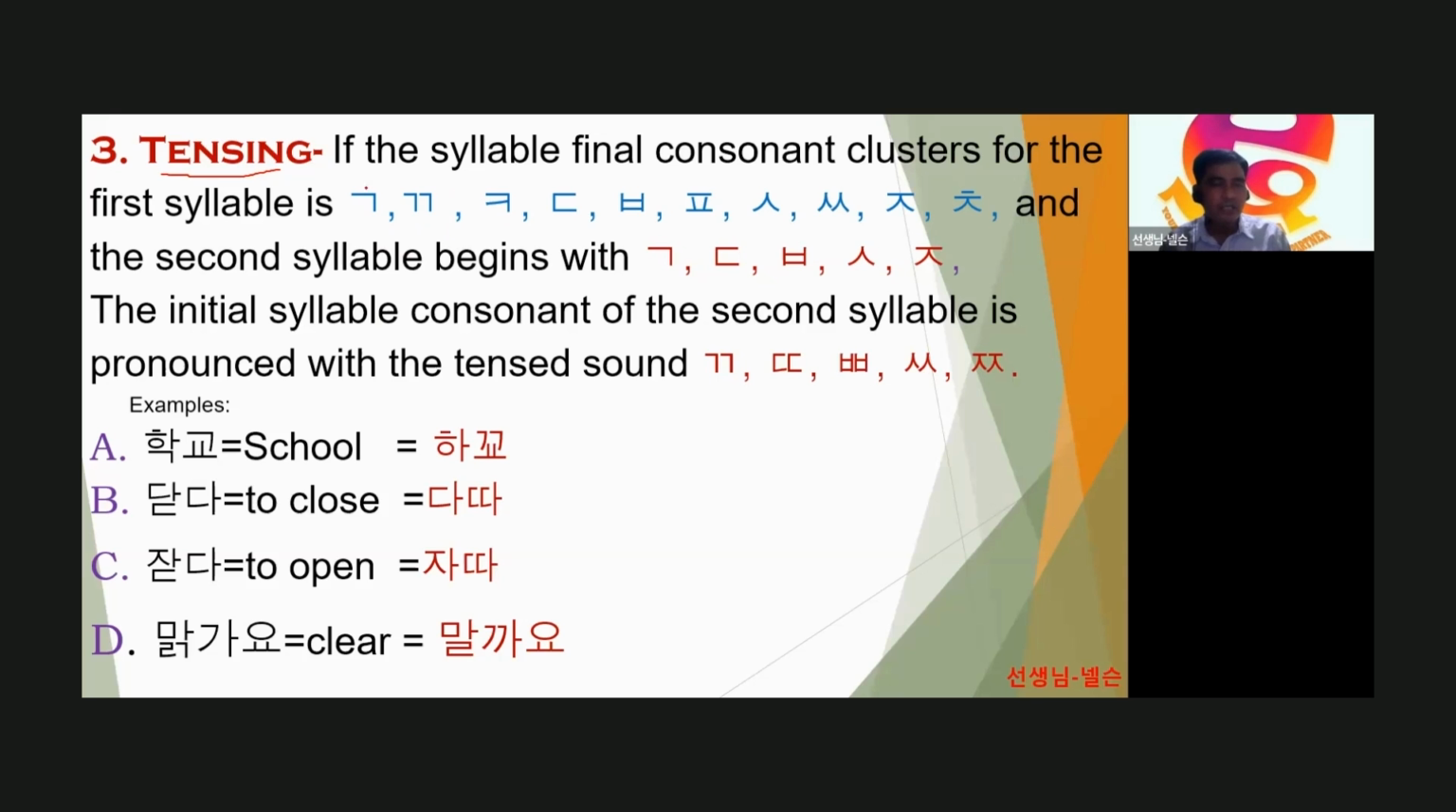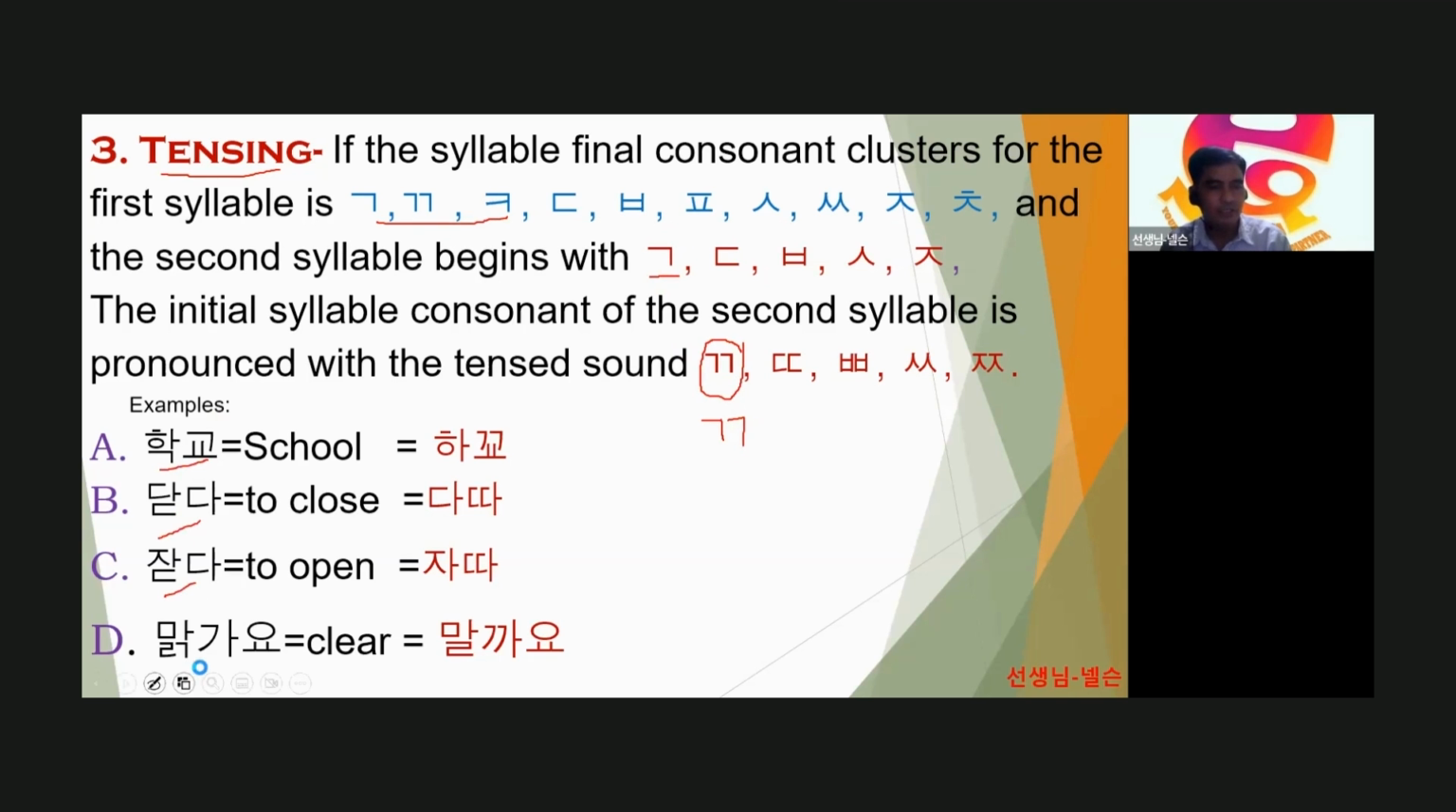So these characters: giyok, sangkyok, kyok, digot, biyop, pyok, syot, sangsyot, chot. Once you encounter these, and the next character is, for example, digot or giyok, it becomes sang giyok, or tensing. You just add it to the pronunciation, but the spelling will remain the same.